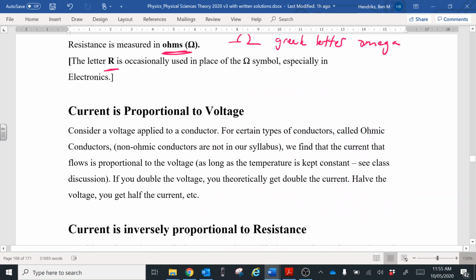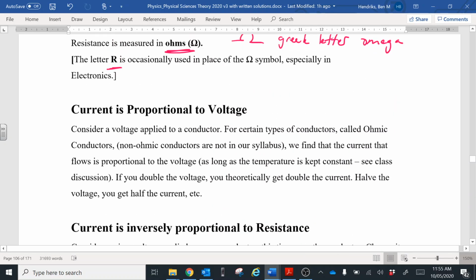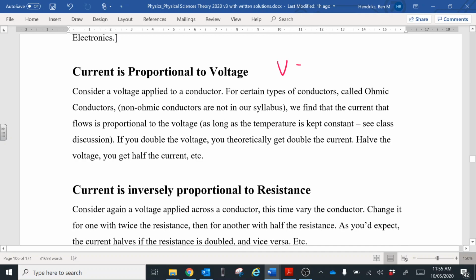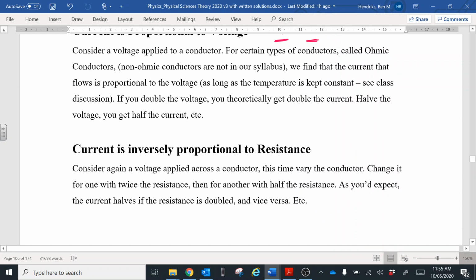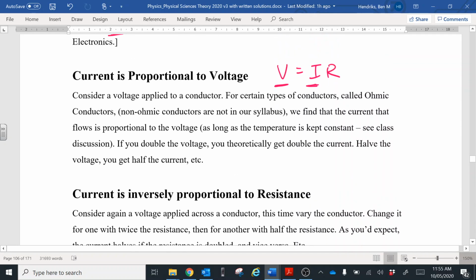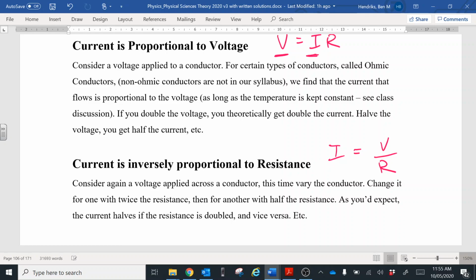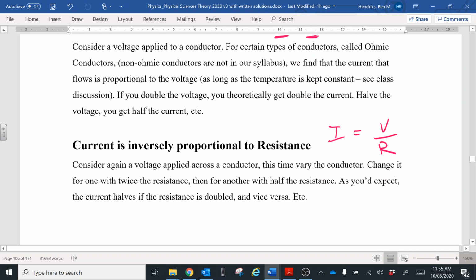Okay, so current is proportional to voltage. If we look at our equation up here, because V equals IR, if you double I, then you're going to double V, and vice versa. Current is proportional to voltage, and current is inversely proportional to resistance. If we rearrange it so we have I as the subject, then if you double the resistance, you're going to halve the current. That's what that means there.